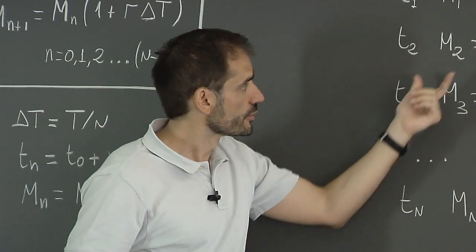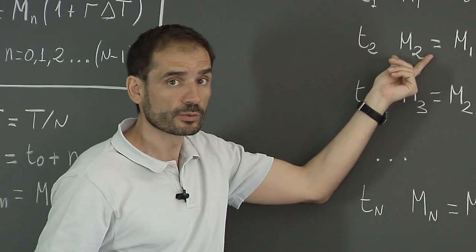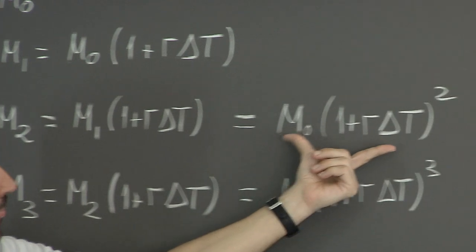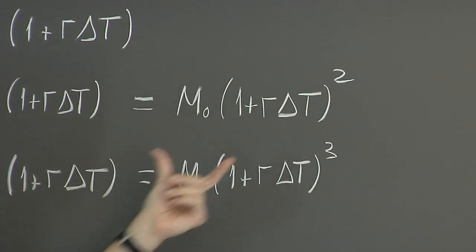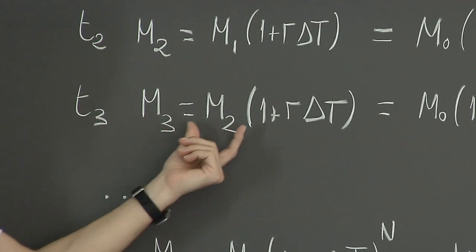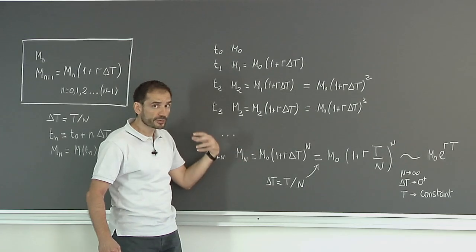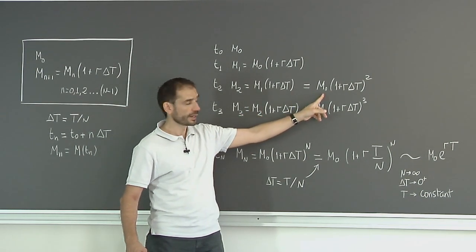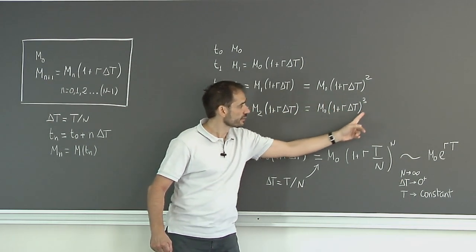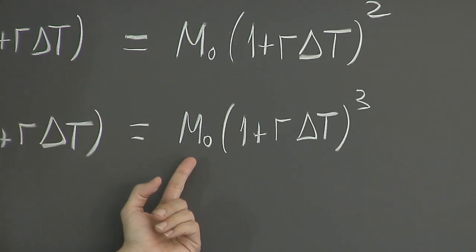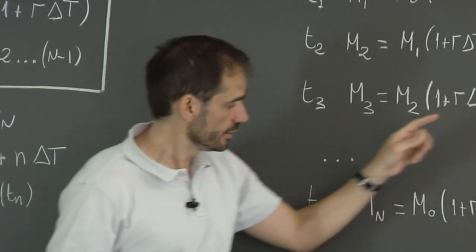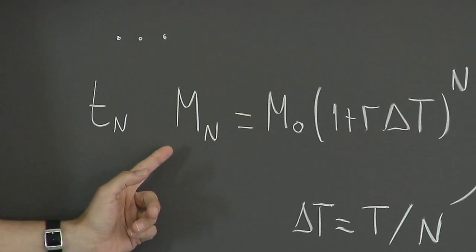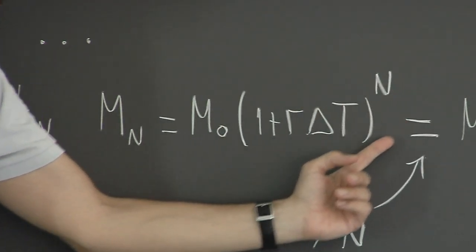But now let's assume that we want to express m2 as a function of m0. For that, we will use the expression that we derived for m1, and we get m0 times the factor squared. Doing the same thing for t3, we get m3 equal m2 times this factor, but we would like to have it in terms not of m2, but rather of m0. We go back to the previous line, and we see that the expression for m3 is m0 times the factor cubed. We proceed to the last step of the integration, tn, and m sub n is equal to m0 times the factor to the nth power.